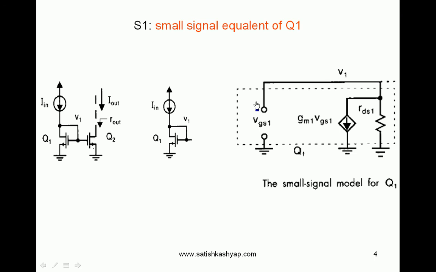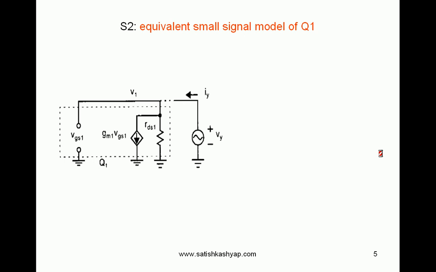And output side there will be a current source. That current source is nothing but ID1, that is equal to transconductance times of input voltage. So ID is equal to gm1 times of VGS1 followed by a resistor of rds1. And since this is small signal model, now we will minimize this one. We are going to calculate the equivalent resistance of Q1 by applying a test voltage and resulting test current.